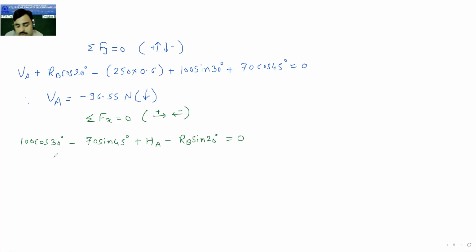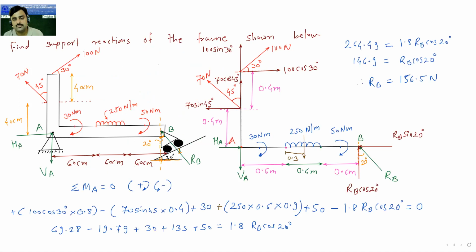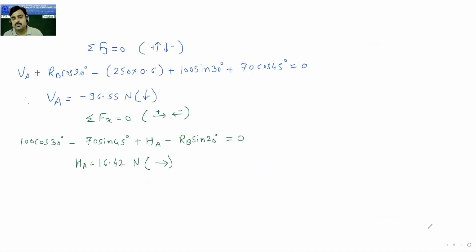Now calculate the value of HA. 16.42. So HA is a positive answer, yes? Yes, sir. 16.42 Newton. Our direction is correct, towards right, as we assumed. So this direction is correct. Now you know the value of VA and you know the value of HA.